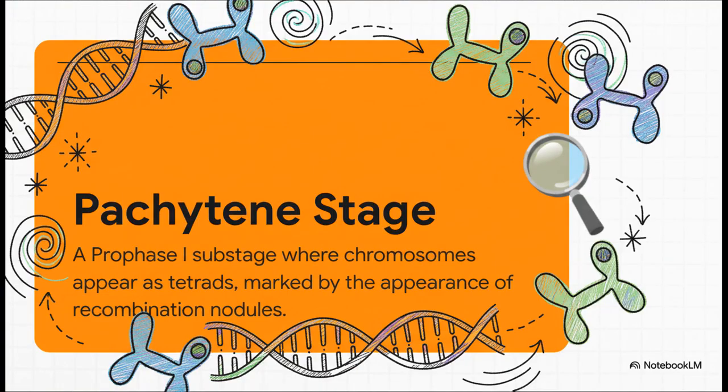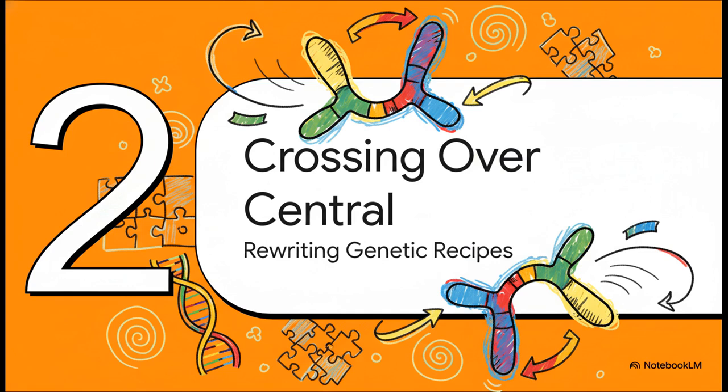Prophase 1 is actually so involved, it's broken down into 5 smaller substages. But don't worry, we're not covering all of them today. We're going straight to the star of the show, the most important one for genetic variation, where the real action, the recombination, happens. And that stage is called Pachytene. All right, let's see how this all comes together.